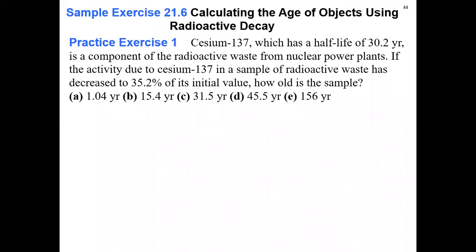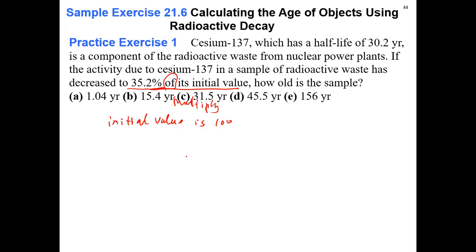Okay, so the next question: you use the integrated rate law to find out time. For this question, I think the difficult part is understanding this wording. You have this example: radioactive waste has decreased to this much of its initial value. The keyword "of" means multiply. Whenever you see something like 35.2% of initial, that means 35.2% times initial. So you can assume that at the initial, you have an initial value of 100.